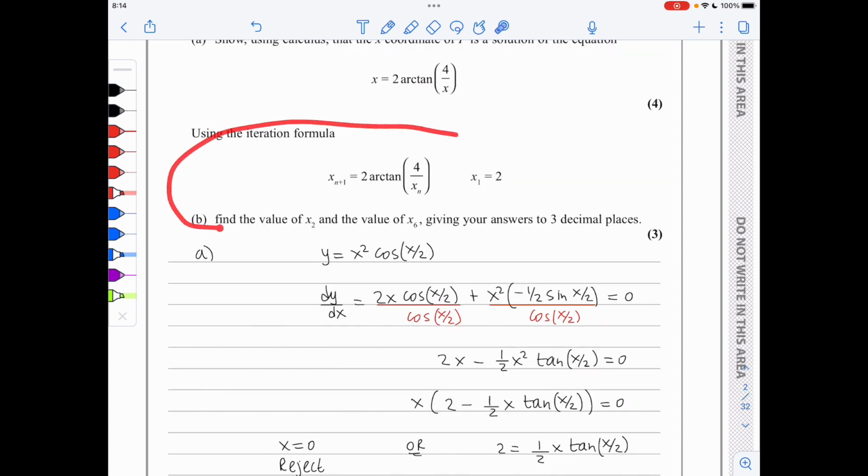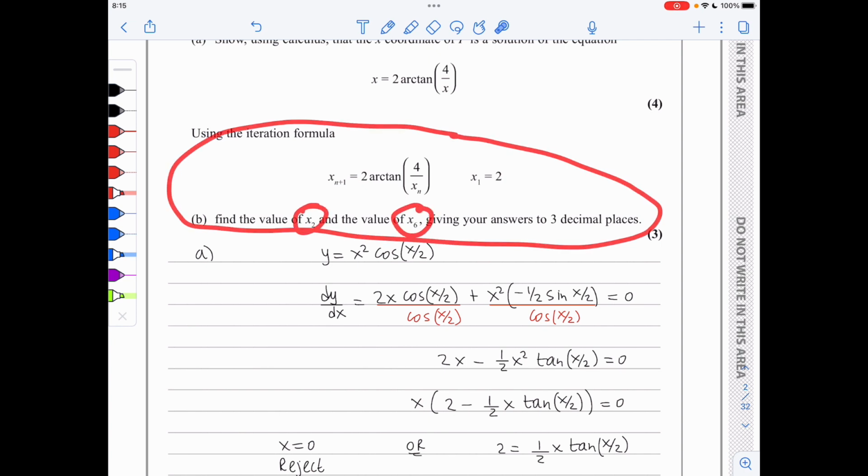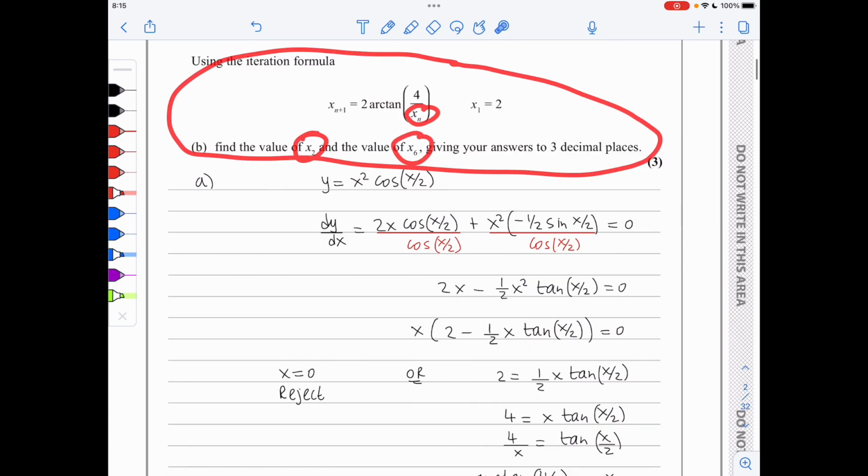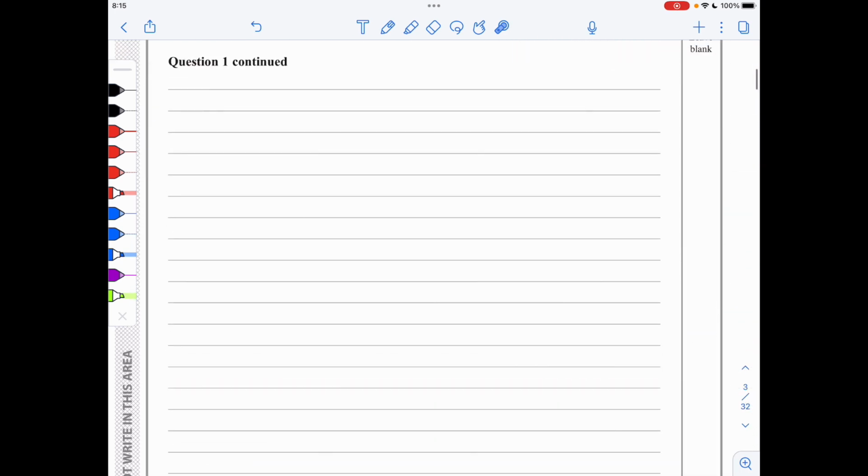In part B, we need to use the given iteration formula to find the value of x2 and x6. Now remember that x is in radians in this case. So we just use the calculator, we store the initial value of x1 being 2 on our answer key, and we continue pressing the equal sign to get that x2 is 2.214, x3 is 2.130, x4 is 2.163, x5 is 2.150, and x6 is 2.155.